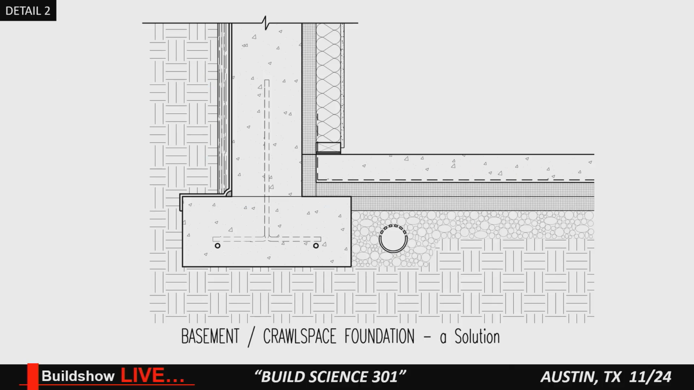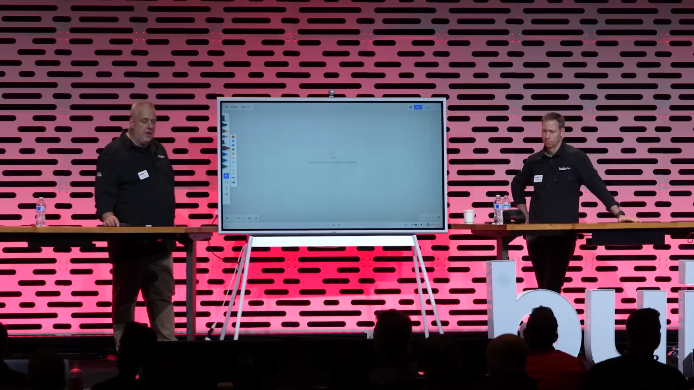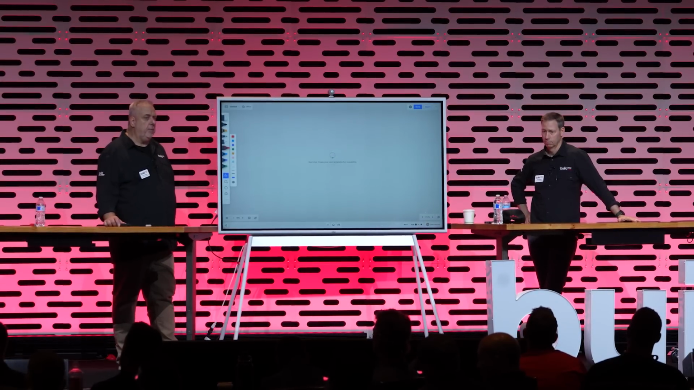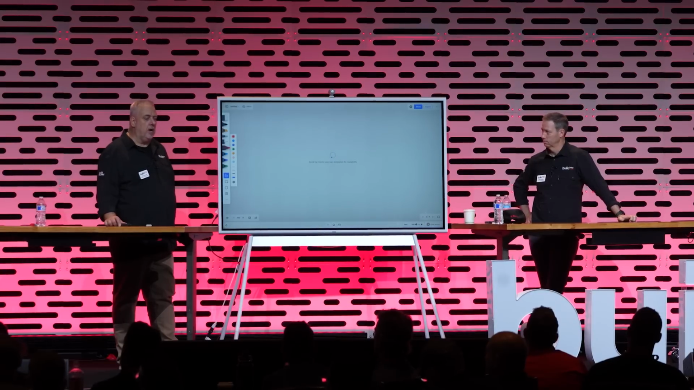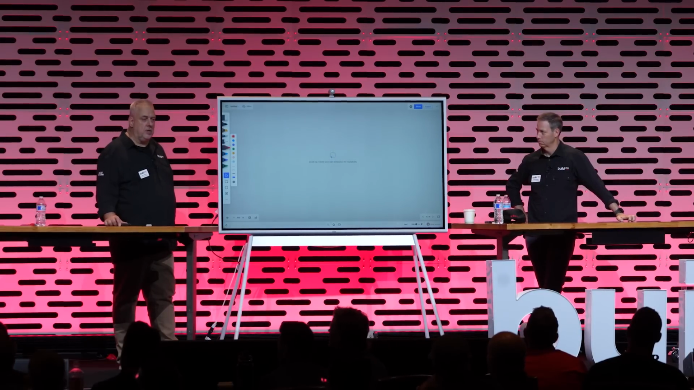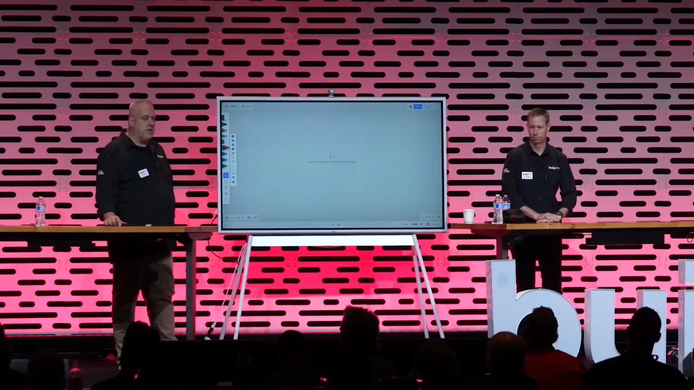How do we solve it? The solution looks very similar to the slab on grade detail as far as the slab goes. Perimeter insulation turns up the wall, right? One of the things to note is the insulation on the wall, right? Remember, we have a vapor profile across that foundation wall that we probably should be a little concerned with, right? Where does the moisture come from? It comes from the outside. So how do we deal with that?